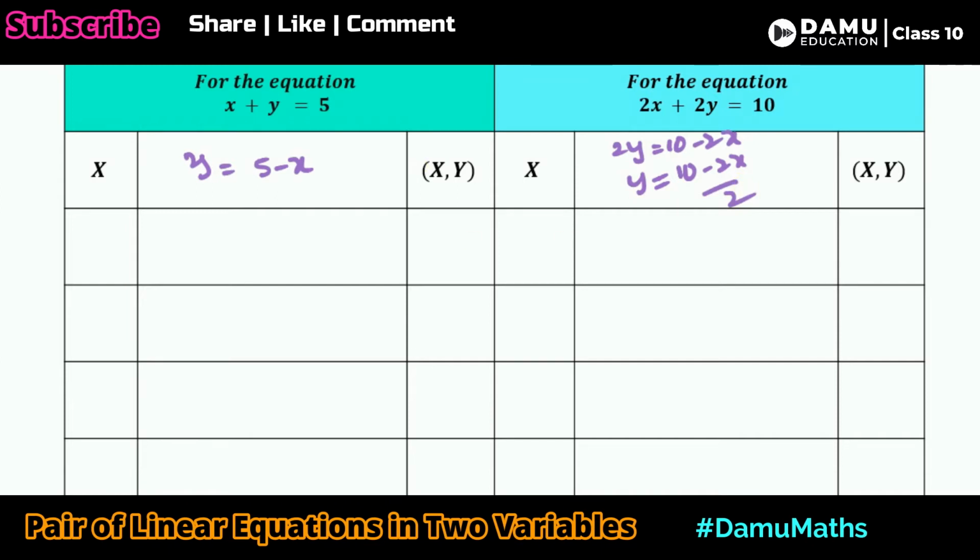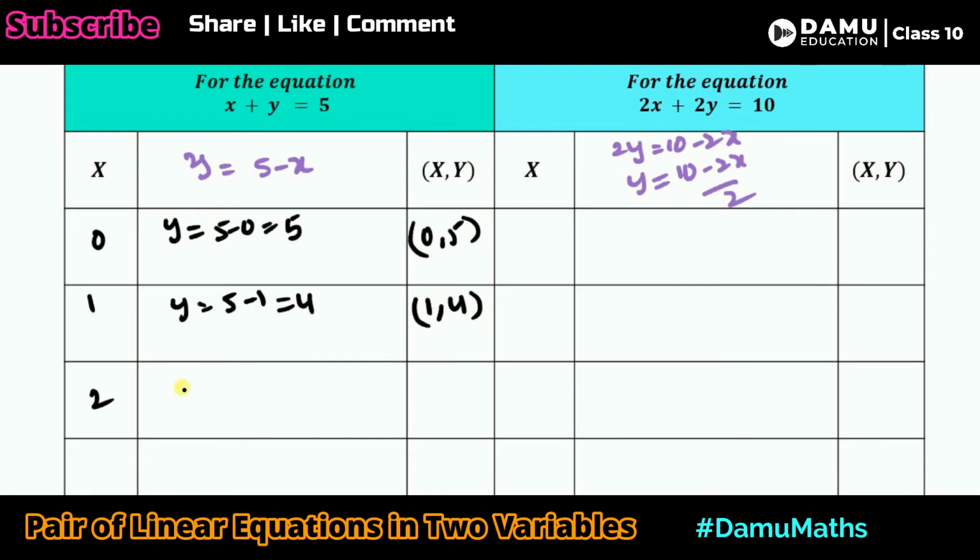So first one, let's keep the value of x as 0. Then y will be equal to 5 minus 0, that will be equal to 5. Then 0 comma 5. Let's keep x as 1. So 5 minus 1 will be equal to 4. Then 1 comma 4. Then let's keep x as 2. So y will be equal to 5 minus 2.